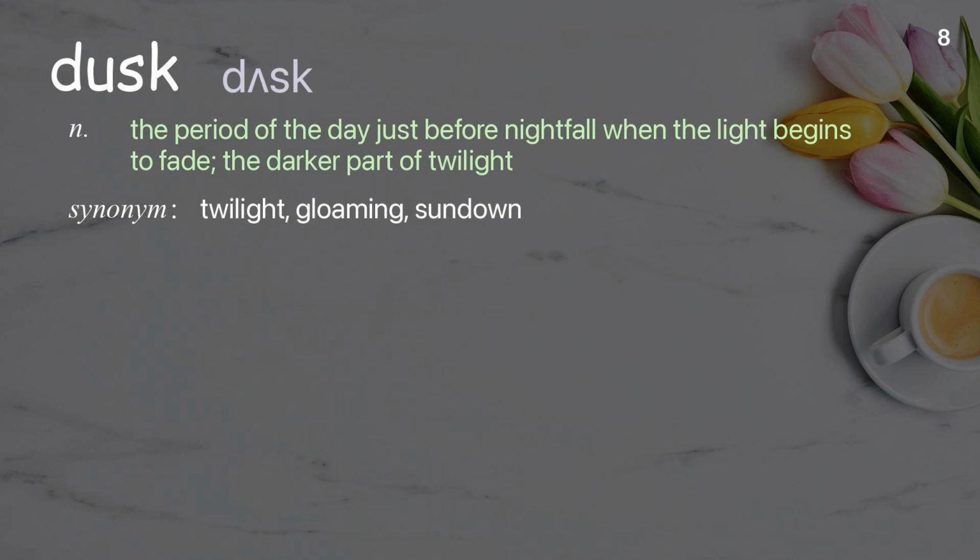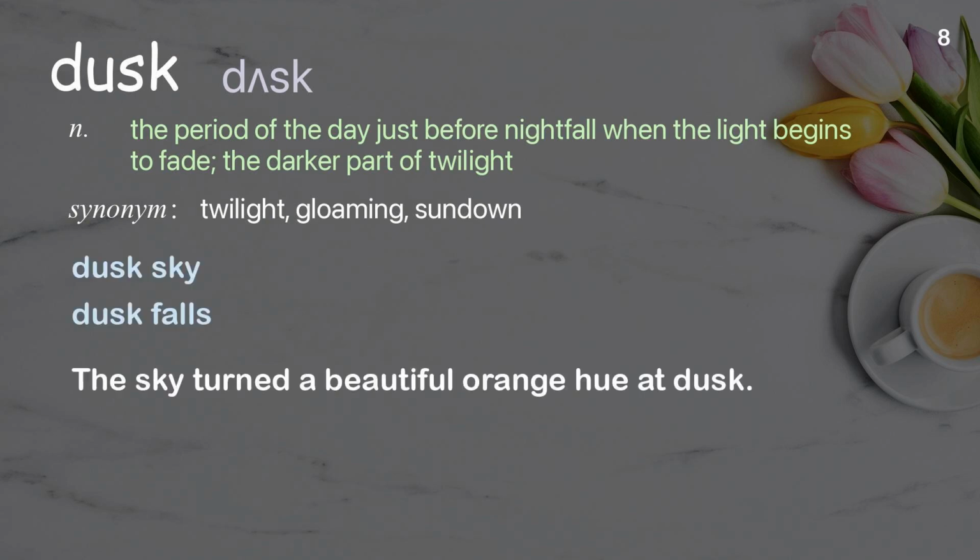Dusk. The period of the day just before nightfall, when the light begins to fade, the darker part of twilight. Examples: Dusk sky. Dusk falls. The sky turned a beautiful orange hue at dusk.